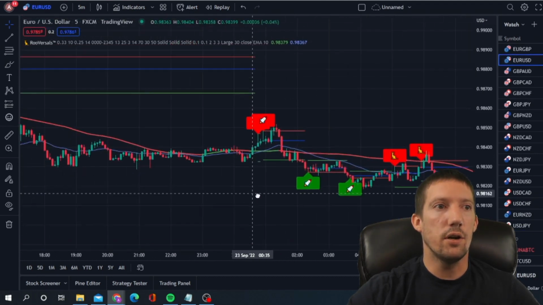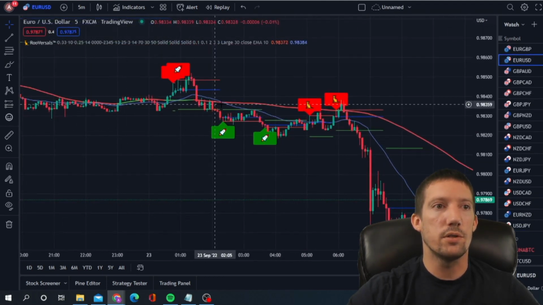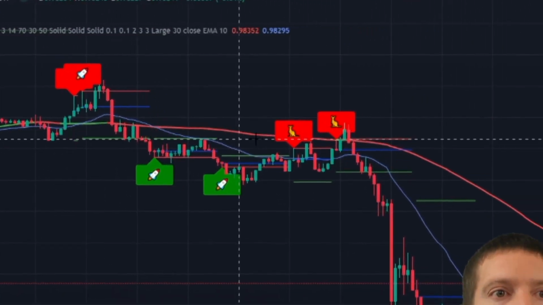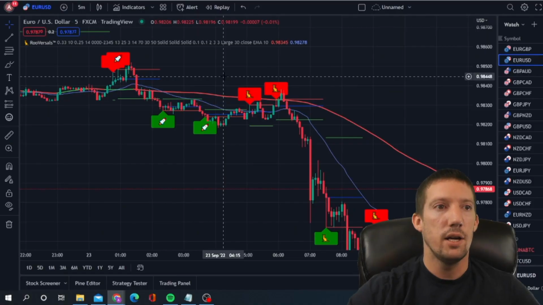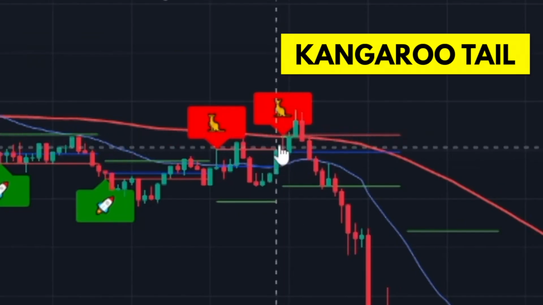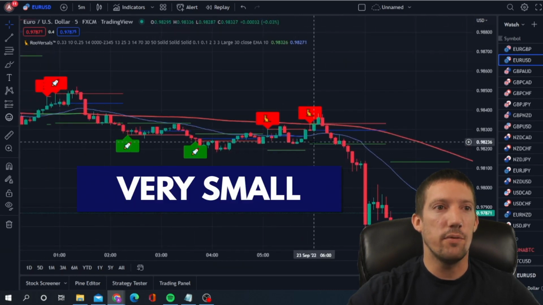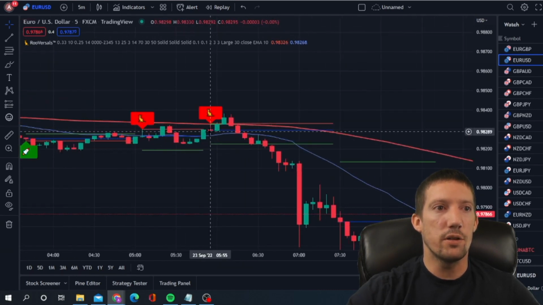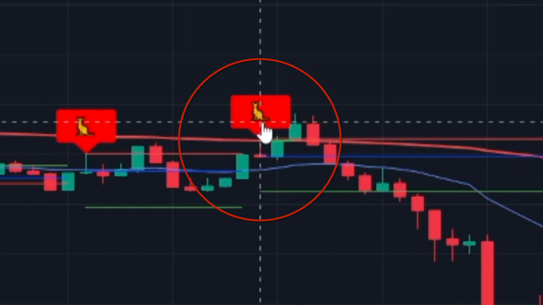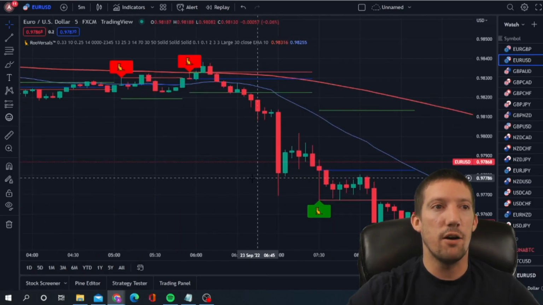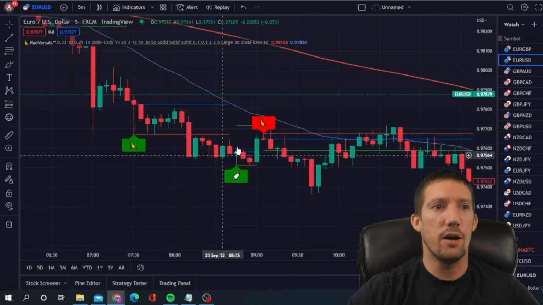As you can see here, right now the market was going straight across. As you can see that line, it's turning green, red. So it's consolidating right here. And then we hit a kangaroo tail right here. Now, this kangaroo tail is very, very small. So when it's really small like that, it's almost not worth taking the trade. But it did end up coming down. We wouldn't have taken this trade because we're on a downtrend now.